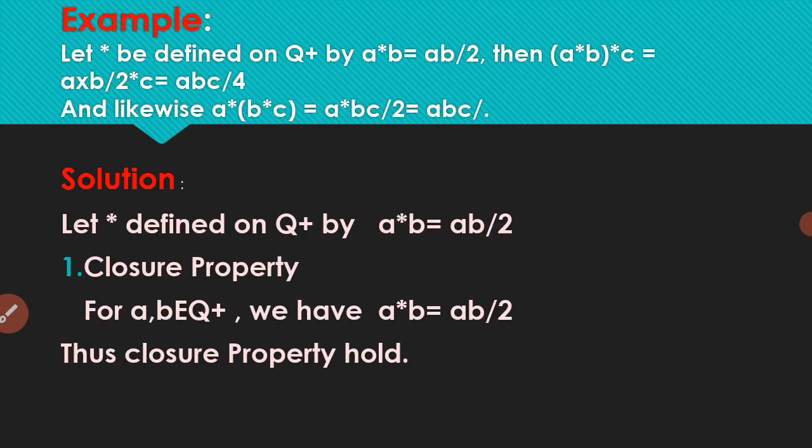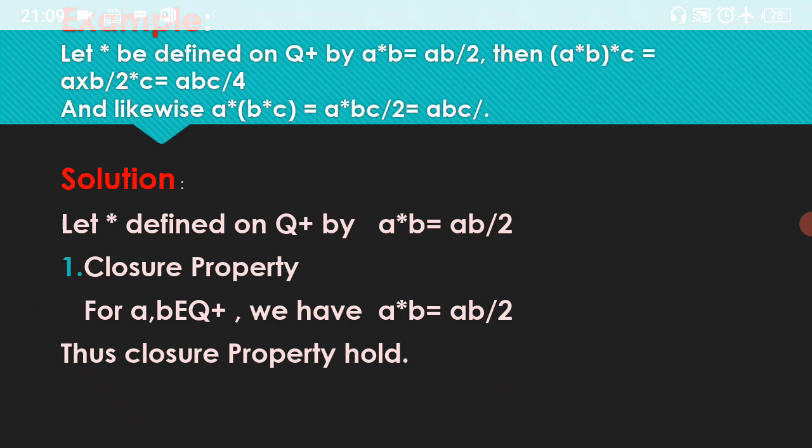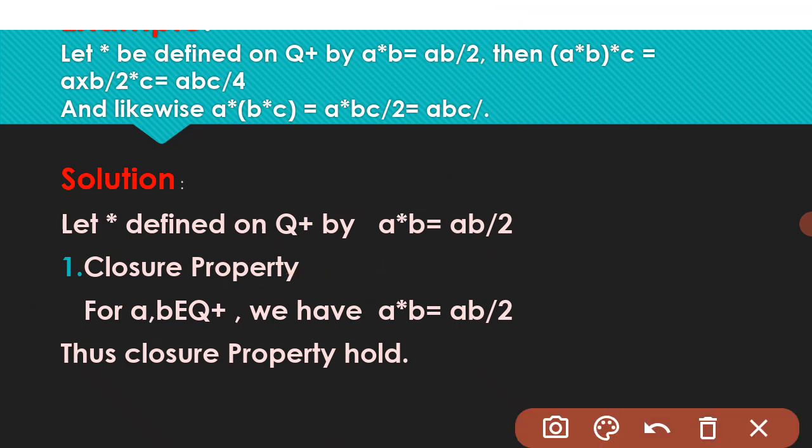Today we will discuss a very important example, a general example. We introduce a general operator, and by that operator we apply our four properties to check whether it is a group or not. So let's start. Let asterisk be defined on Q plus, only positive rational numbers, only on positive rational numbers. Then a asterisk b is equal to ab by 2.